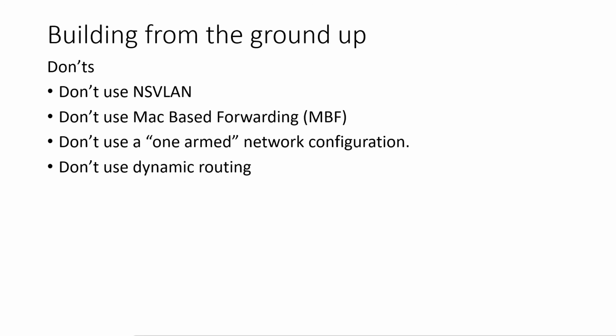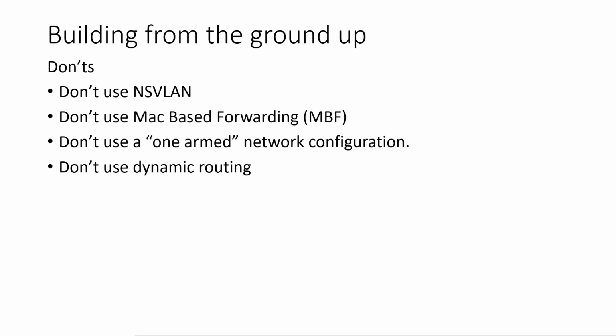Alright, so here's the don'ts. When you're building from the ground up, don't use NSVLAN. I'm not going to spend the time to explain what NSVLAN is in this video. Just understand there is no corner case where NSVLAN is required. The feature should probably just be removed. Don't use MAC-based forwarding. That's the general rule. You're going to know if you're in the corner case where this is necessary, and then you turn it on. But otherwise, leave it turned off.